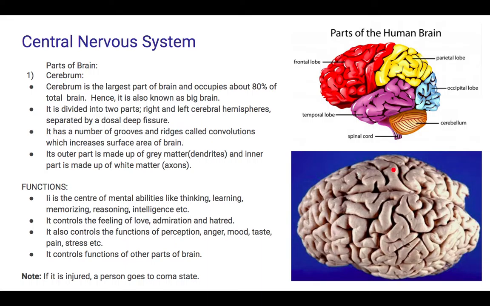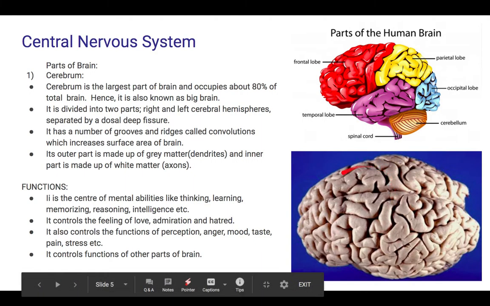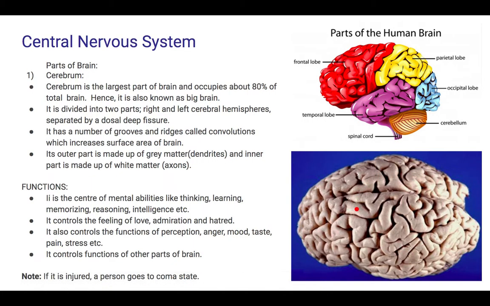And not only that, since it is the largest part of brain, it controls functions of other parts of brain too. And if this part of brain is damaged, then a person goes to coma, means it is somehow near to the state of death.